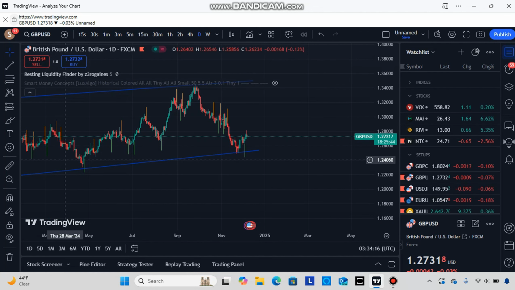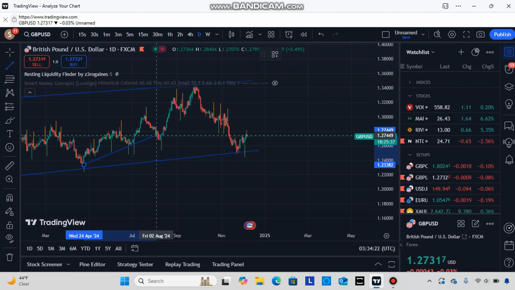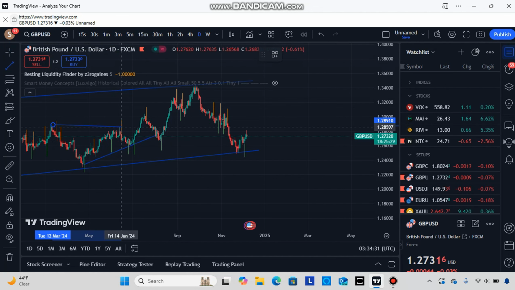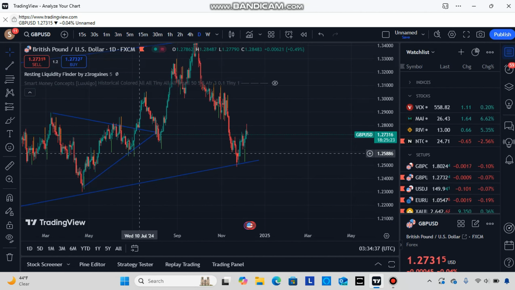Let me see if I could find one. I think I see one right here. So don't look at this side of the market. Just look at where I'm drawing right now. Alright, so this will be a wedge pattern. You get it?